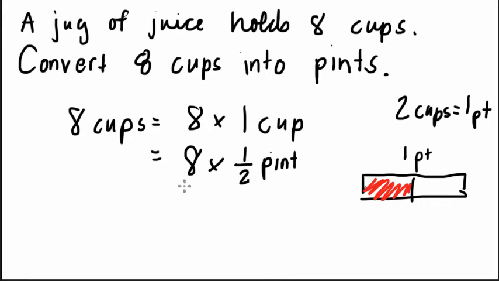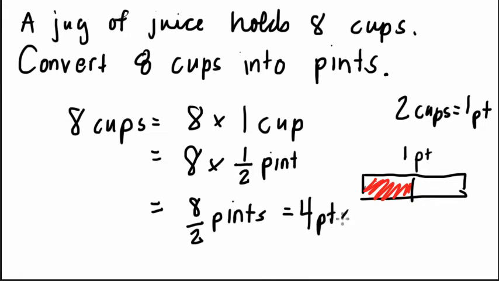After we do that, what we want to do is just multiply. If we multiply 8 times 1/2, we would have 8 halves, or 8 half pints. And since that doesn't really make sense, we can now turn that into 8 divided by 2, which is 4 pints. And there's our answer for that.